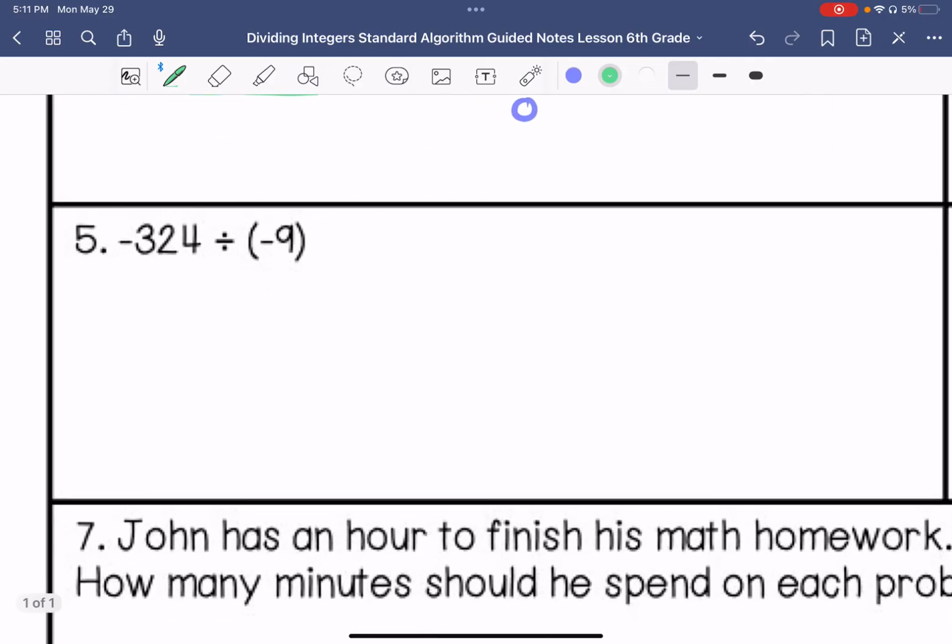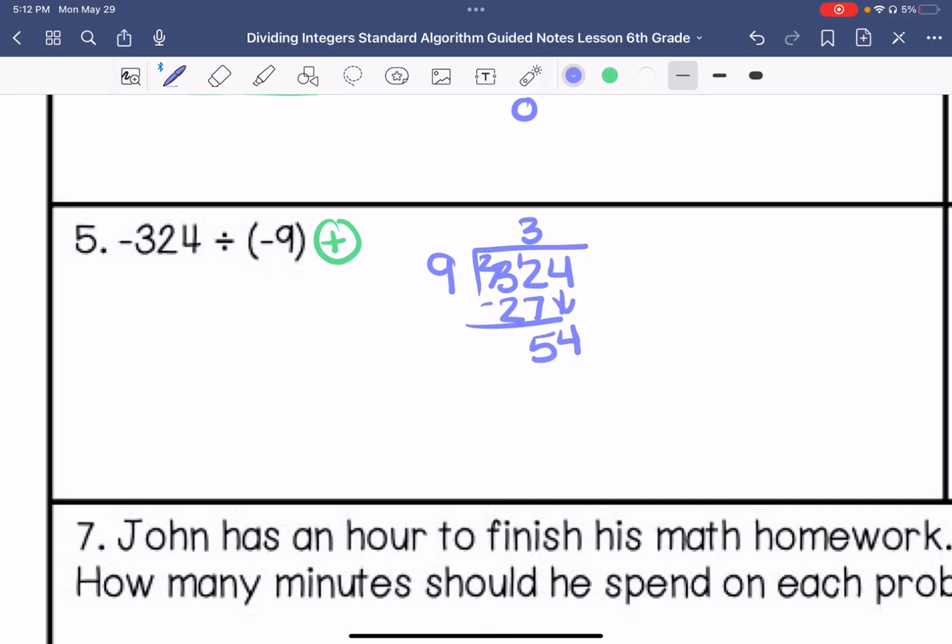Number 5, negative divided by negative, so my answer is positive. 9 goes into 32 3 times. 9 times 3 is 27. We subtract that and get 5. Bring down the 4. 9 goes into 54 6 times. 9 times 6 is 54. Subtract that and get 0. So my answer is positive 36.